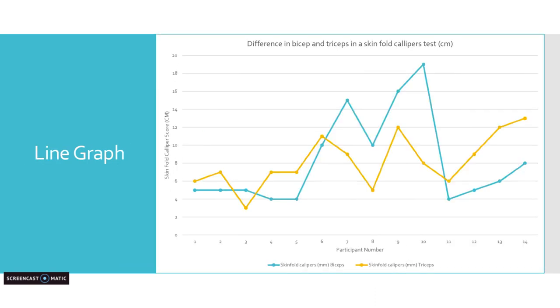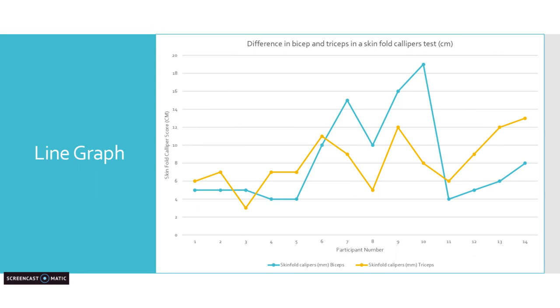Next is line graphs, which show you how things have changed over time. They're used when you have data that's connected. It can show trends as well. So the example given is the difference in bicep and triceps in skin fold caliper tests in centimeters.